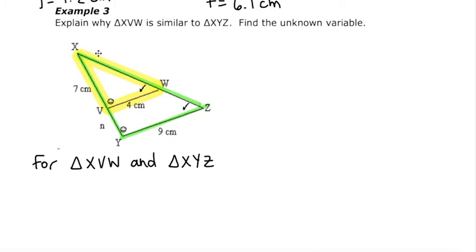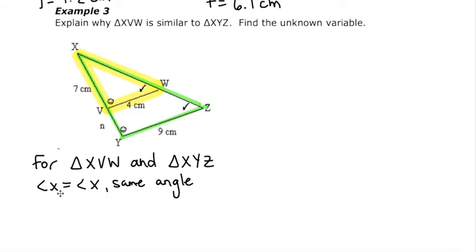Well, what do I know? Well, I know that this angle up here in the top has to be exactly the same for both triangles because it's exactly the same, right? So I know that angle X is equal to angle X because it's the same angle. So both of those triangles share that top angle.